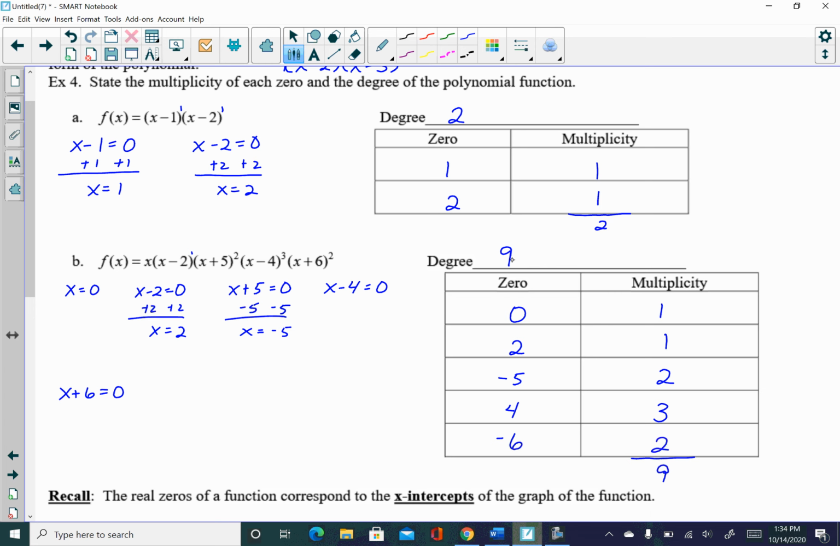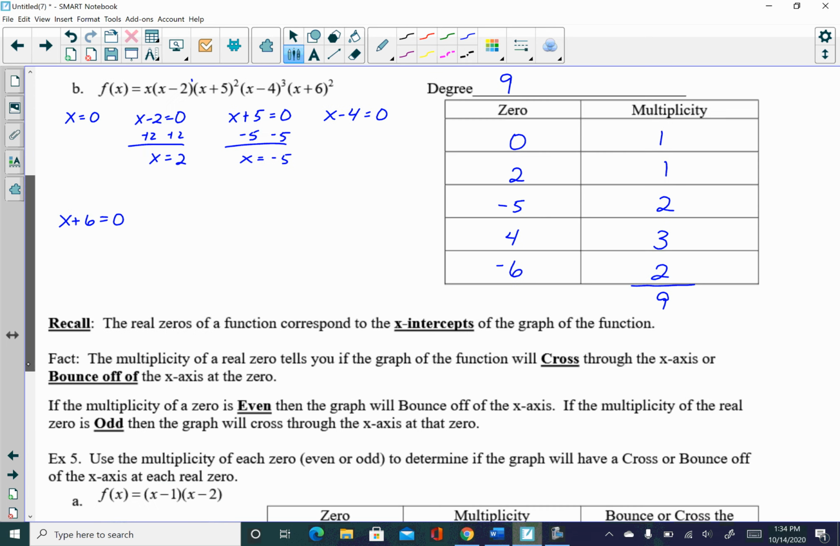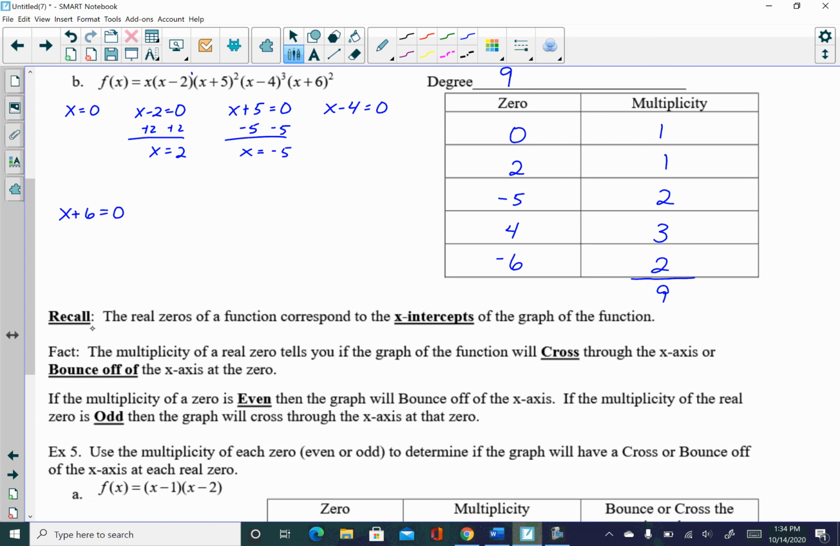Alternatively, if you want to think about how we can do this, I think that's coming here in the notes, so I won't jump ahead of myself. All right. Recall a fact that we've already talked about. Remember that the zeros of a function correspond to the x-intercepts on your graph. So if we have zeros, this is where we're going to be crossing or bouncing off of the x-axis, and that's what multiplicity tells us.